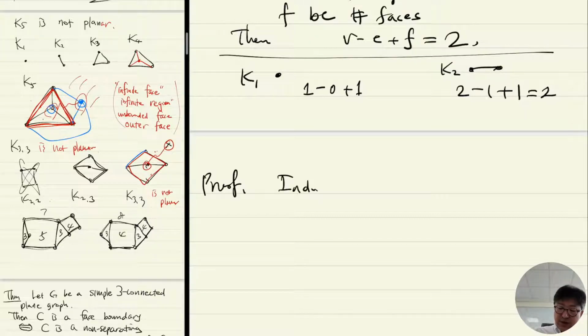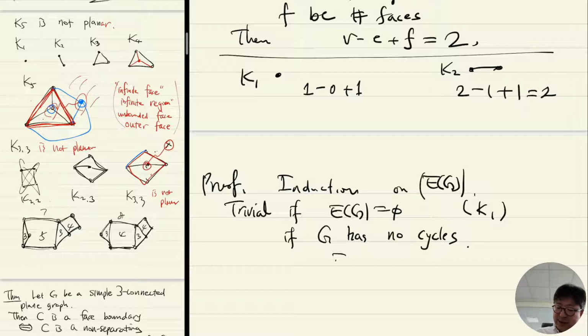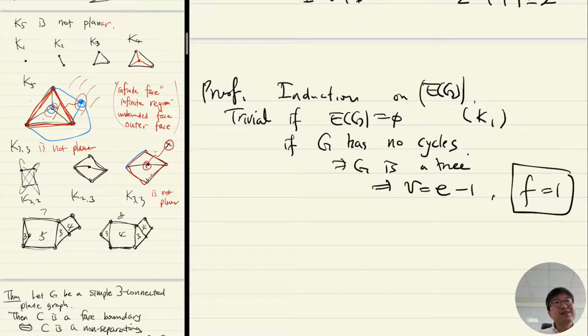It's going to be induction on the number of edges, and it's trivial if you have no edges. That's K1. Actually, you can say more: it's trivial if G has no cycles. Why? Because in that case, G is a tree, and the number of vertices is the number of edges plus 1, and the number of faces is 1. Why do I say the number of faces is 1?